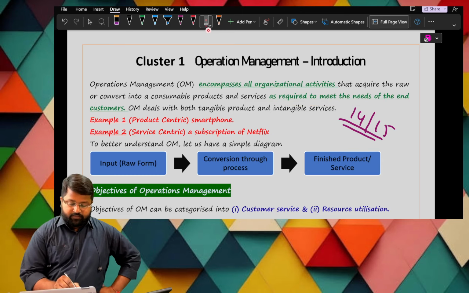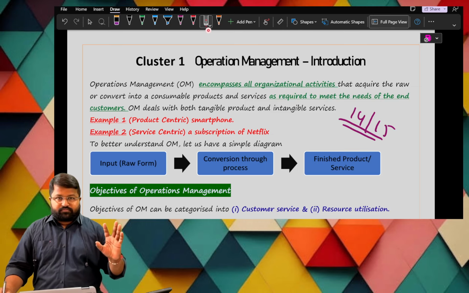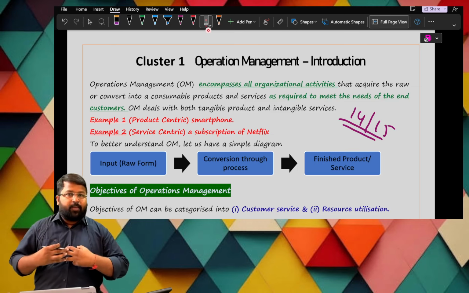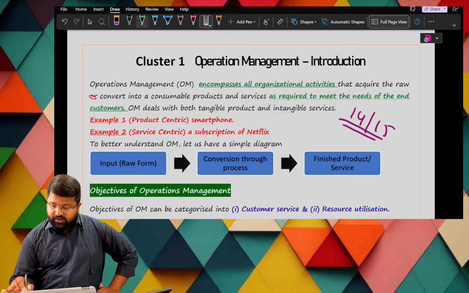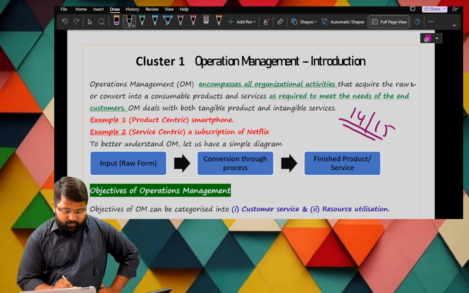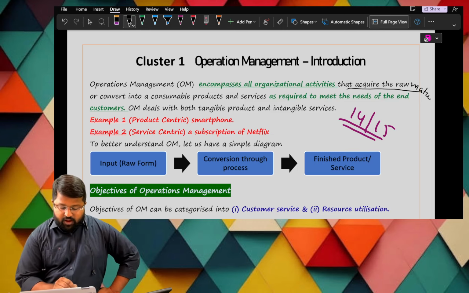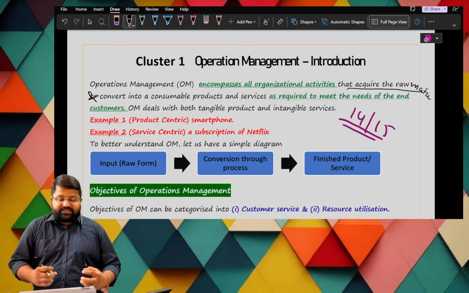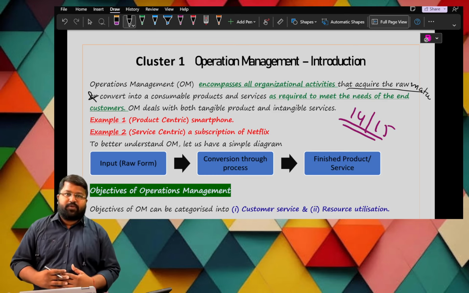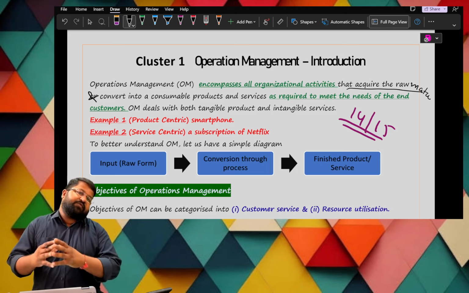So here, raw material, a word has been missing. Raw material to convert into consumer product. So we are taking the raw material and we are converting it into this. There is a spelling mistake here. I am writing here, sorry for the mistake. Acquire the raw material and convert into consumer products or services as required to meet the customer needs. This is the basic fundamental definition. So if they ask for the operations management definition, we will give this definition.